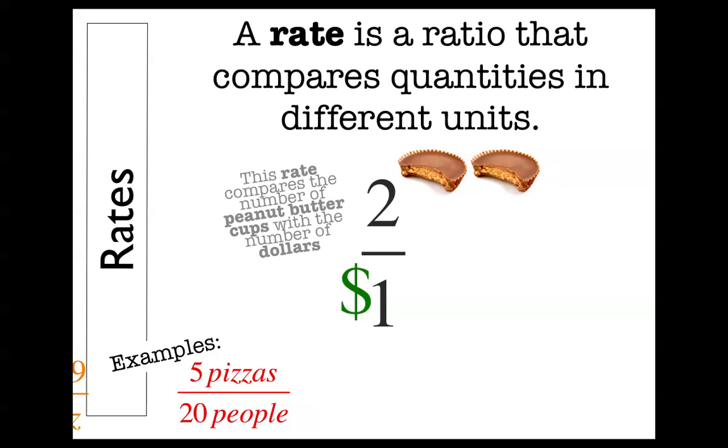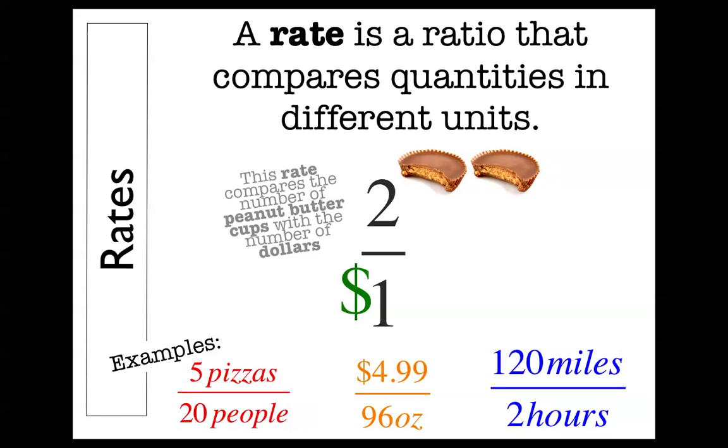And you might go to the grocery store and buy some orange juice, and the rate that you pay for that orange juice is $4.99 for 96 ounces of orange juice. And since you're comparing money with ounces of orange juice, it's a rate because money and orange juice are two different things. And another example of a rate would be the rate at which you travel.